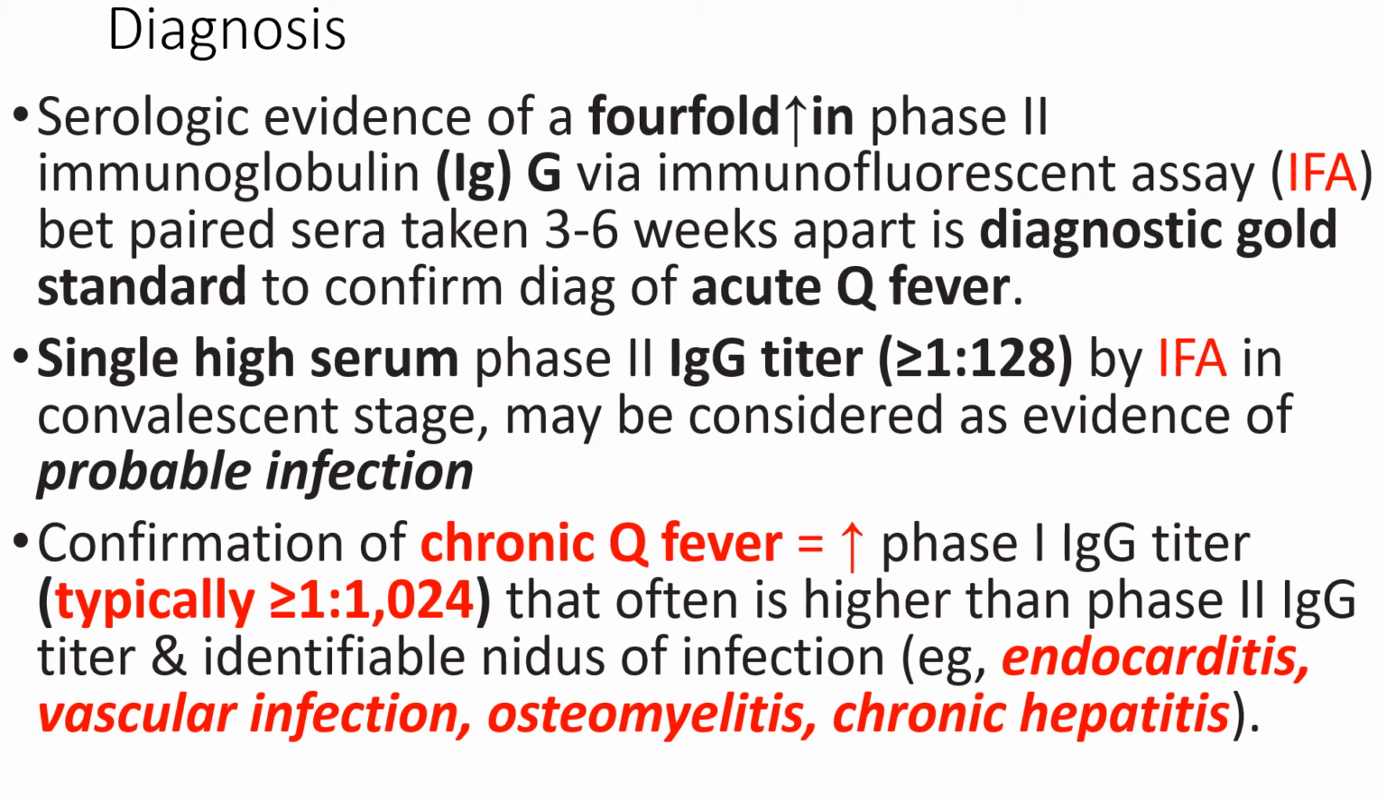Chronic Q fever: an increase in IgG titer to 1 to 1024, which is often higher than the phase II IgG titer, and an identifiable nidus of infection. It can tell us about endocarditis, vascular infection, osteomyelitis, chronic hepatitis.